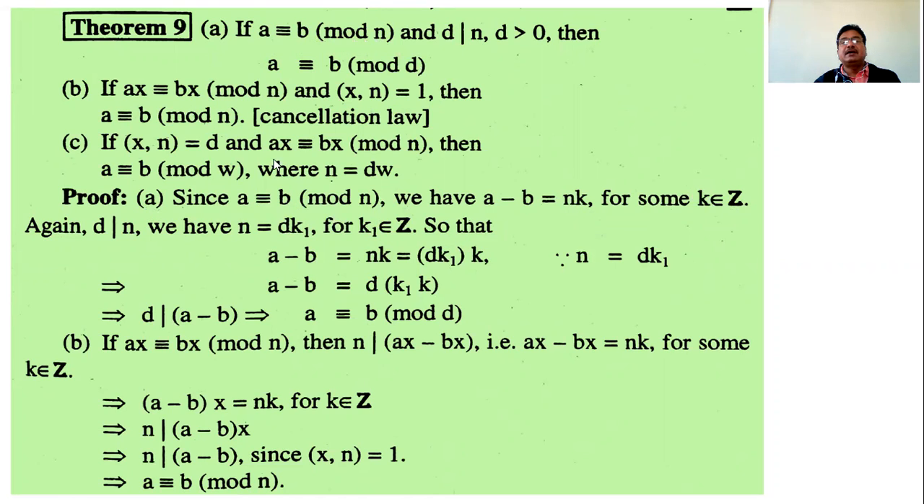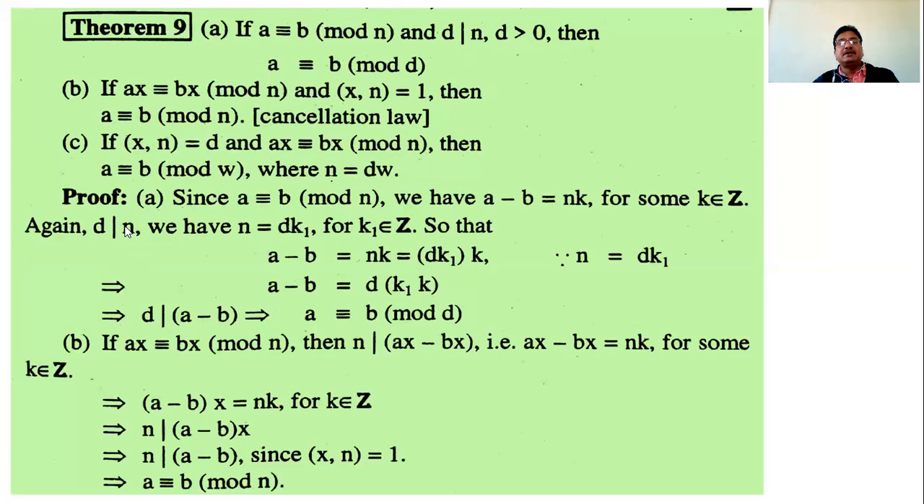So this is given. And what we have to show? We have to show A is congruent to B modulo D. When A is congruent to B modulo D, D divides A minus B, that is A minus B is expressed in the form D into some integer. Here we are also given D divides n. D is greater than 0 and D divides n. Therefore, n is equal to D into some integer. Let it be K1, the notation for this integer.